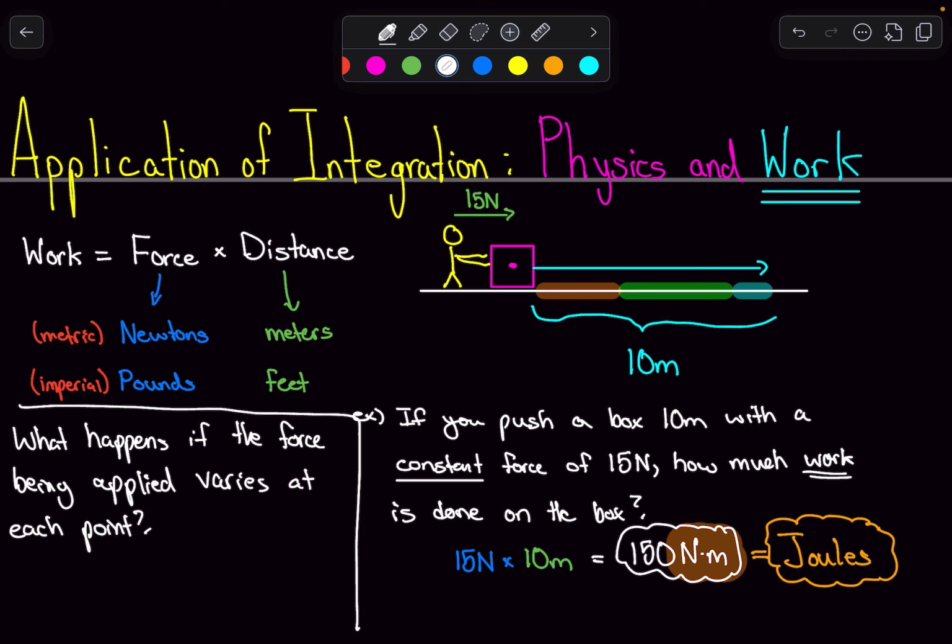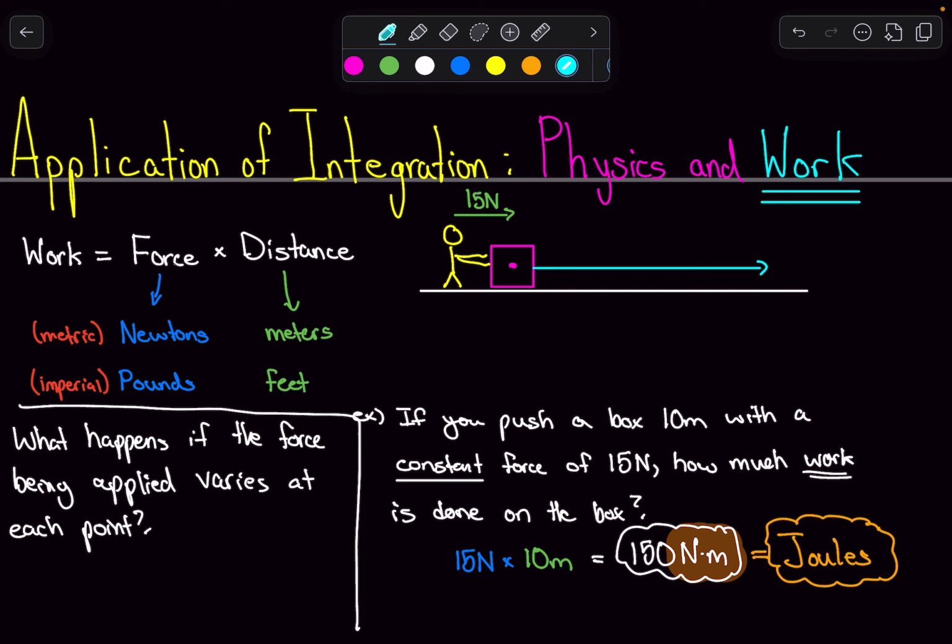Okay, and so what do I mean? We're going to erase some of this. So let's say that we're still going our 10 meters. Let's say that from start to finish, this is going to be the 0 meter marker, and to the finish, there's the 10 meter marker.